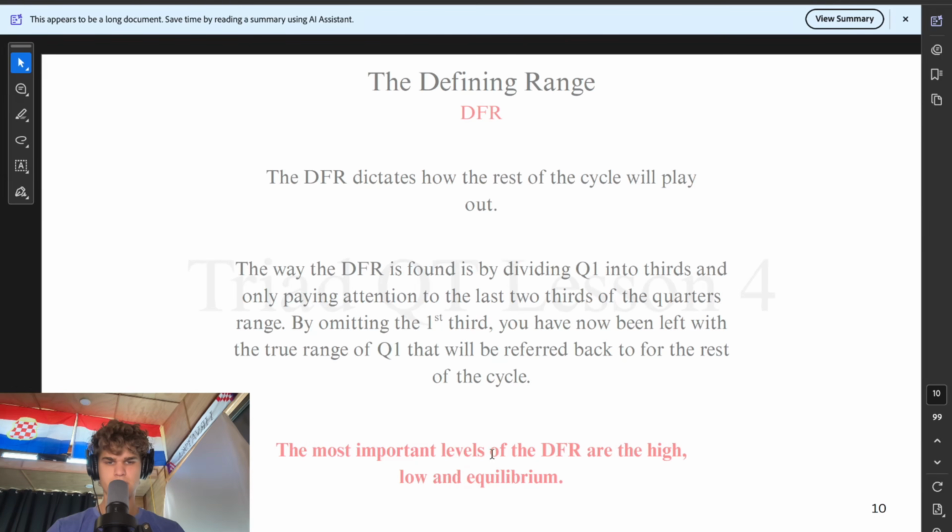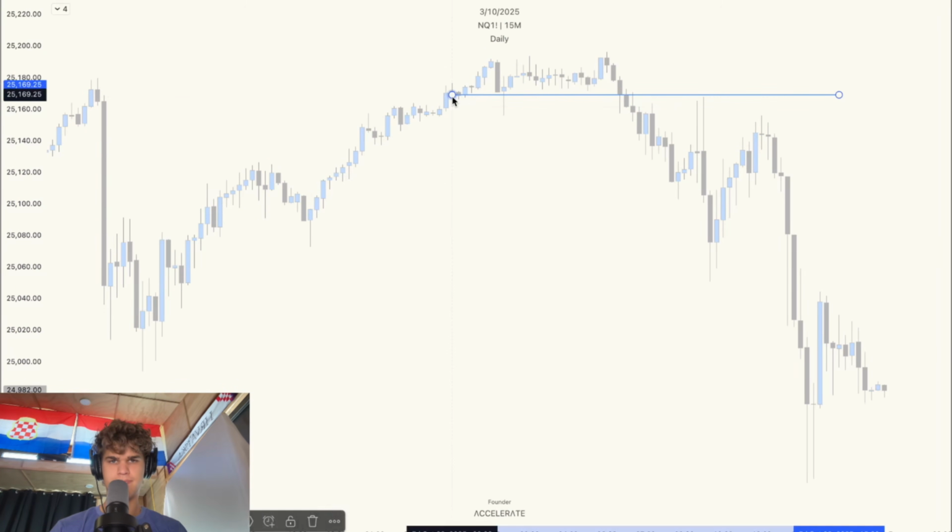The most important levels of the DFR are the high, low, and equilibrium. Equilibrium being 50 level. Same thing, 0.5 on your fib. Pretty self-explanatory, pretty easy. You can do this, put your fib on your chart, mark your DFR. So we'll do this right now, actually.